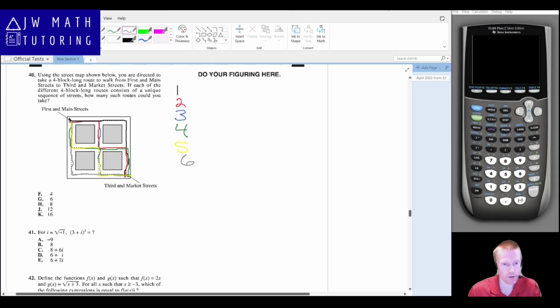There's basically 6 total patterns. They're kind of like mirrors of each other. Like the black one on top is just kind of a mirror of the gray one on the bottom. So the correct answer to this problem is just letter G, 6.